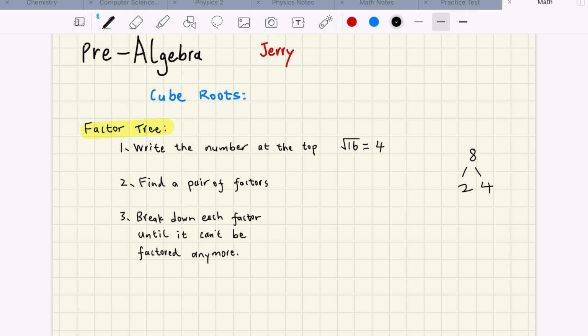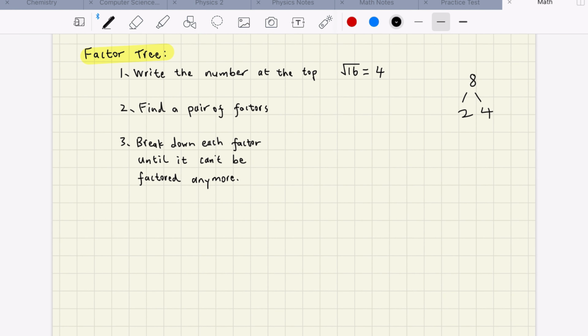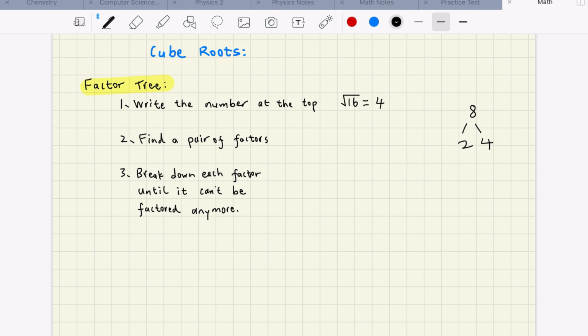Break down each factor until it cannot be factored anymore. 2 can't be factored anymore. It can be factored into itself multiplied by 1. 1 times 2 is 2, but that does not count as a factor in math. So 2 is already a prime number. Break down 4 into 2 and 2, and you get 2, 2, 2, and you have 3 2's.